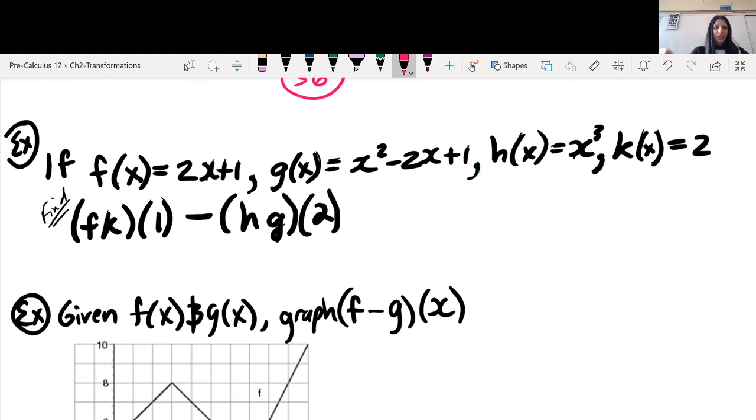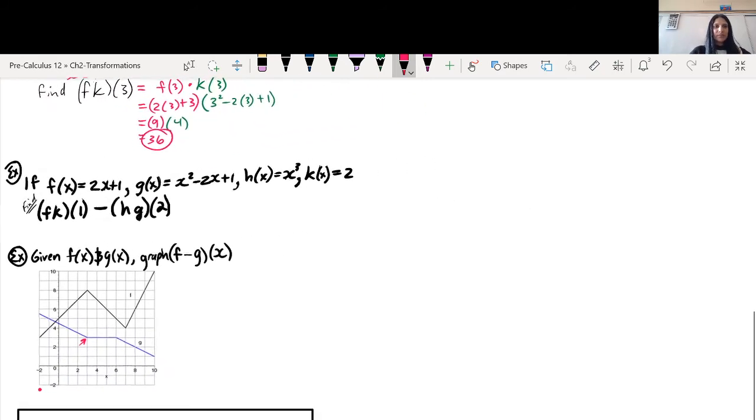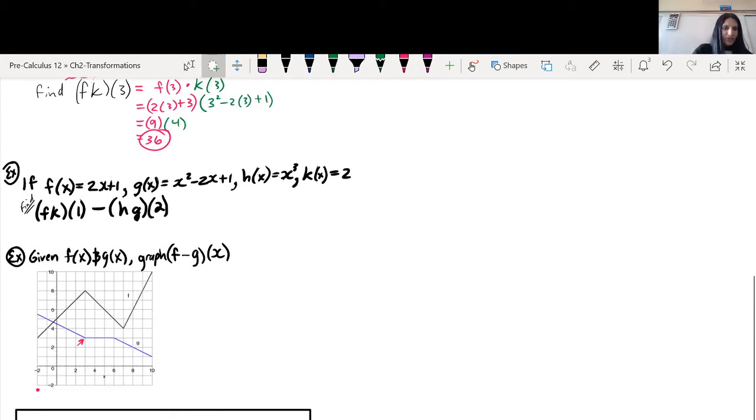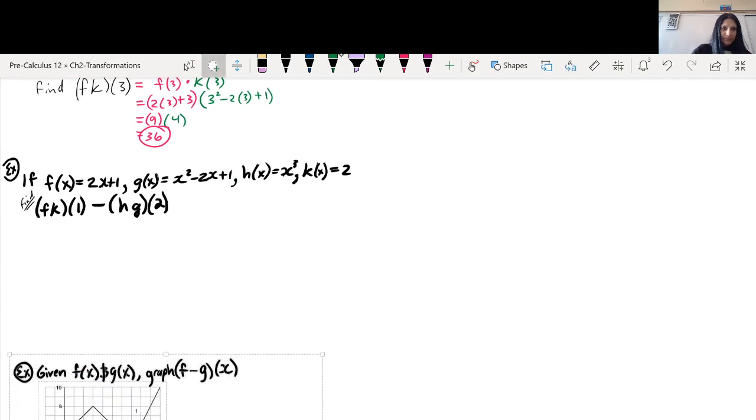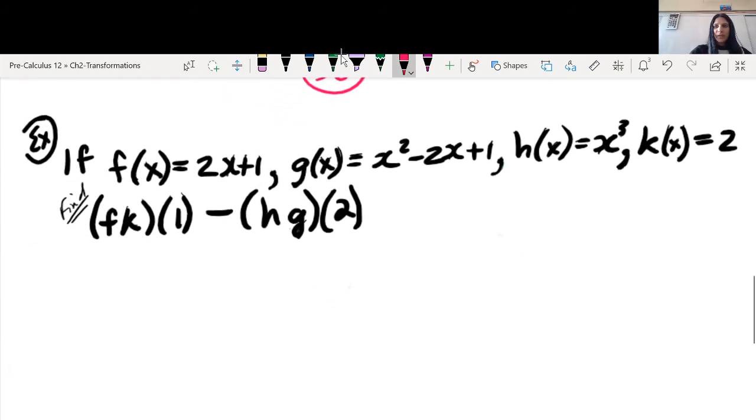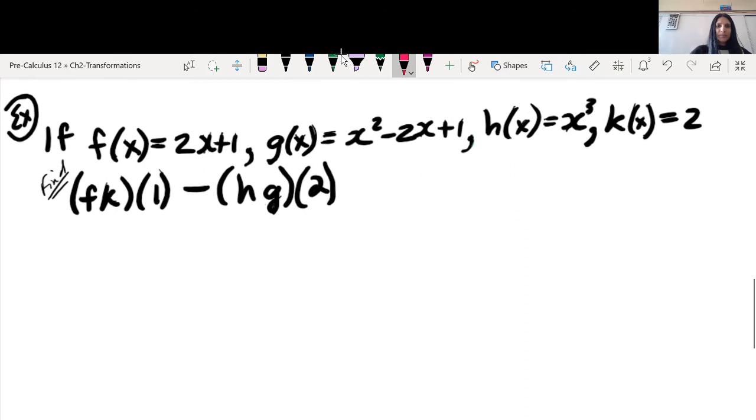Okay, we're going to do the same type of thing here, but I'm wondering why I didn't leave myself any space to do this. So we're going to create space. I'm going to move this out of the way. And there we go, much better.